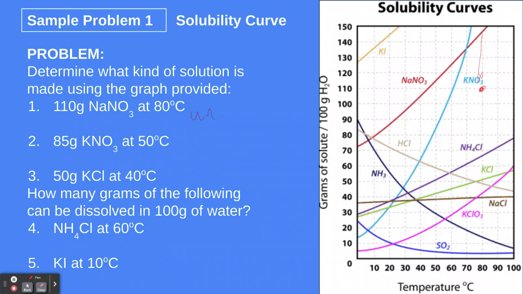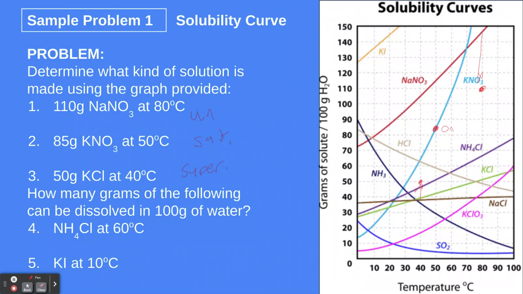If I have 85 grams of potassium nitrate at 50 degrees, so 85 and 50, that is pretty much right on the line. Since it's on the line, that would be saturated. And then the last one, 50 grams of KCl at 40 degrees Celsius. That is right here, and it is above its line. Since it's above its line, this would be what we call supersaturated.